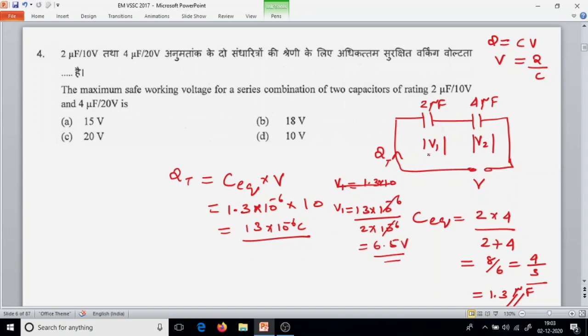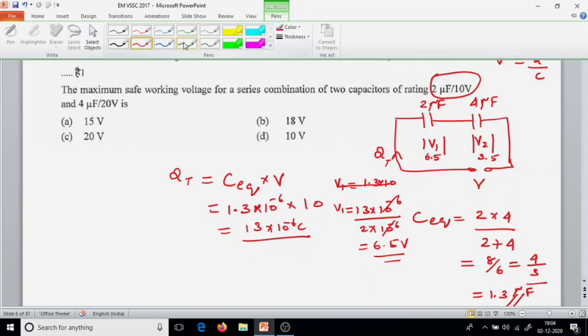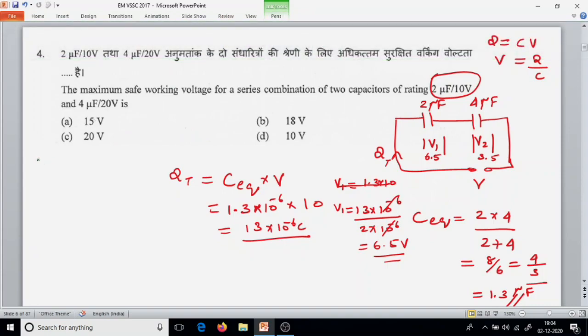So here it is 6.5 volt, and here 3.5 volt will be left. So if you apply 10 volt, the 2 microfarad capacitor, which is rated to 10 volt, is still within its rating. So we will try with 15 volt. What happens?